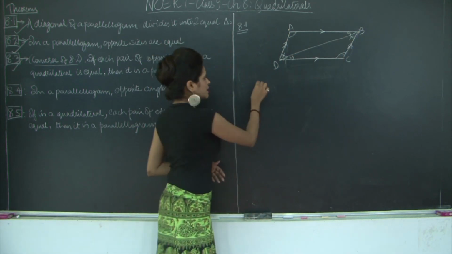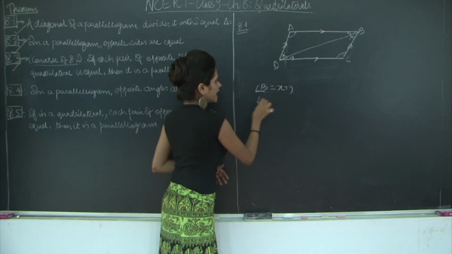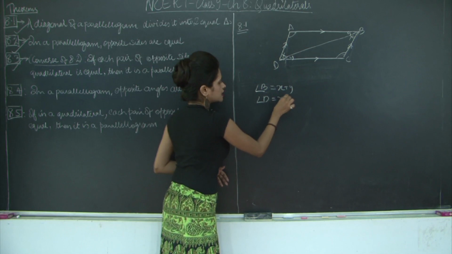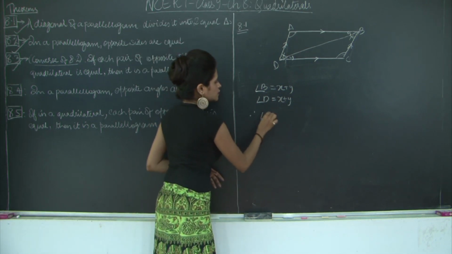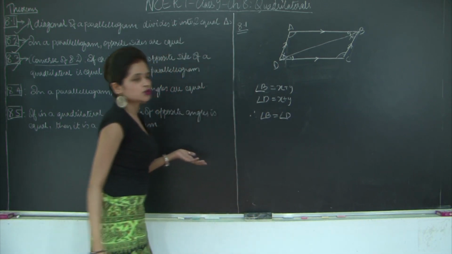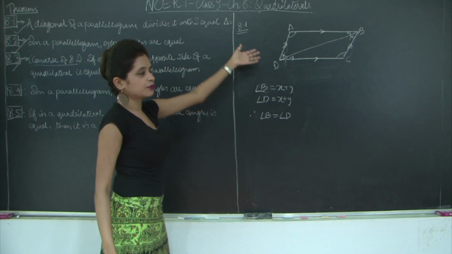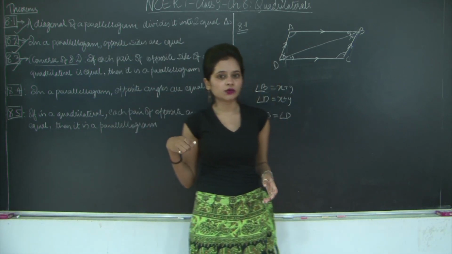So if you notice, my angle B is equal to X plus Y and my angle D is also equal to X plus Y. Therefore, what can I say? That things that are equal to the same thing are equal to each other. That is, angle B is equal to angle D. Therefore, we have proof that in a parallelogram, opposite angles are equal.